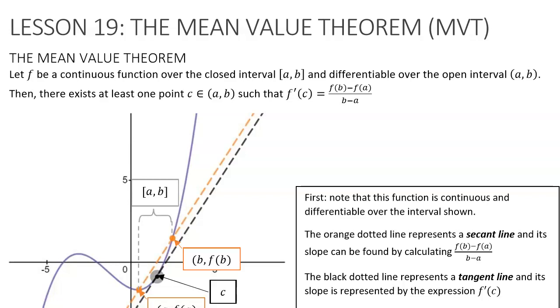Then there exists at least one point c in the interval such that the derivative of the function at the point c is equal to the slope of the secant line over the interval. And I'm adding some English words here instead of just reading these algebraic expressions out loud to you.